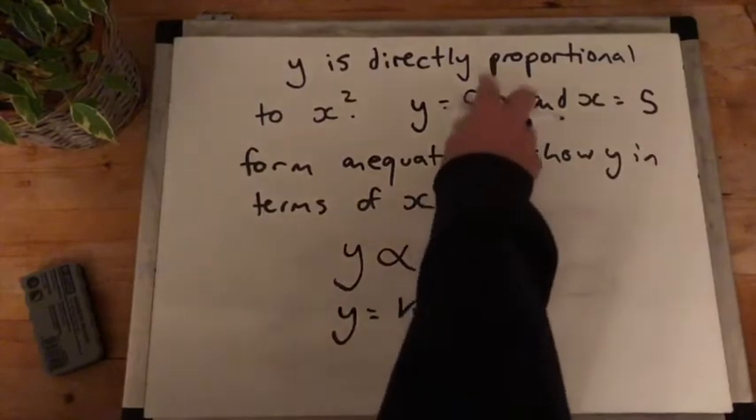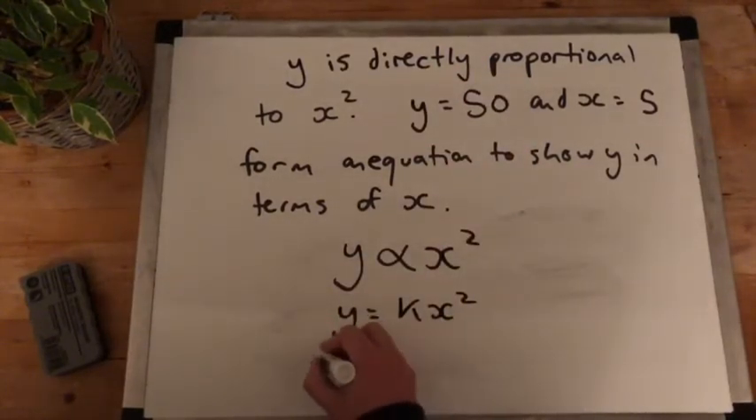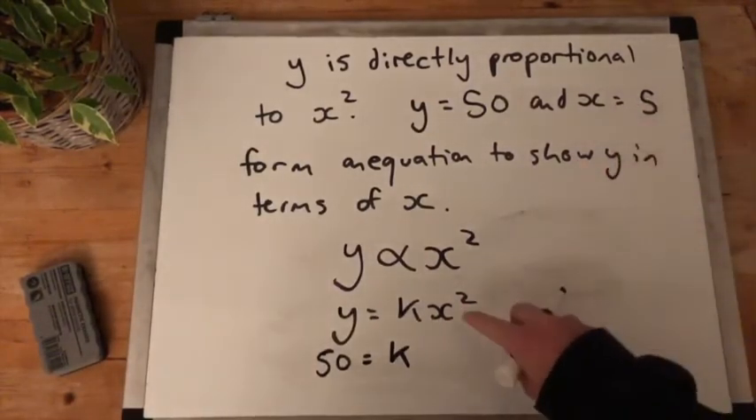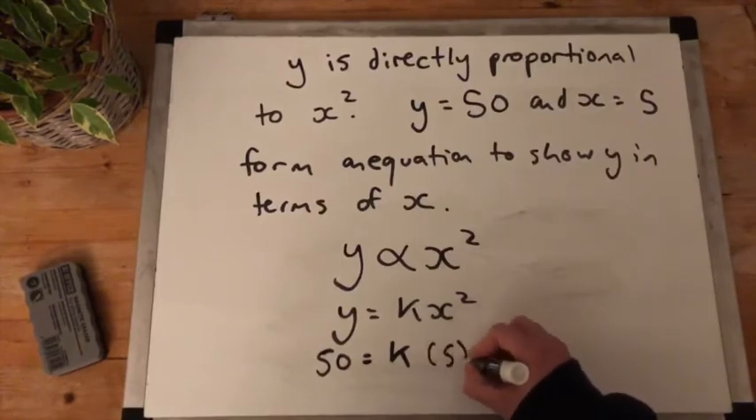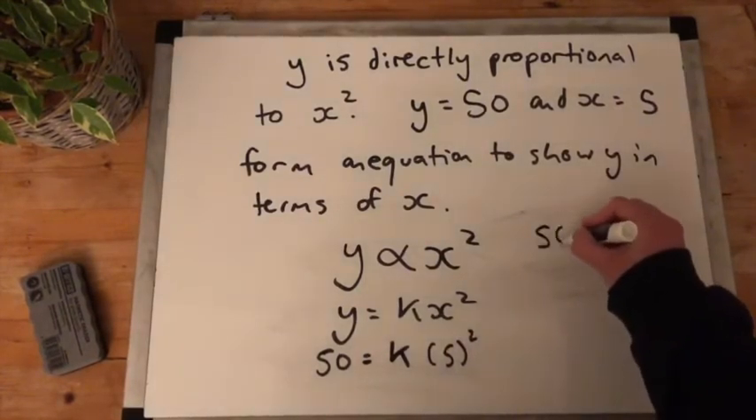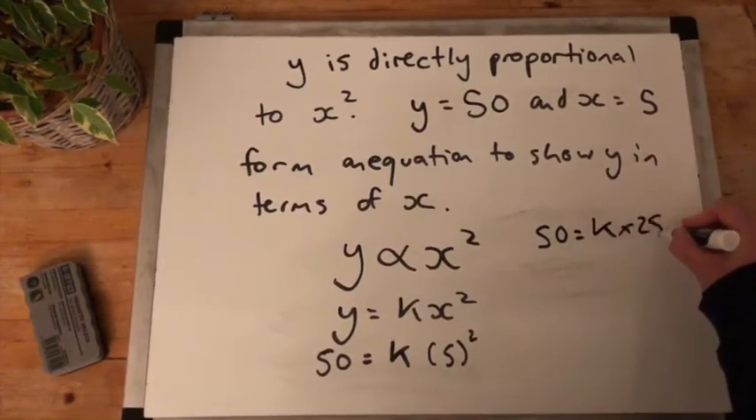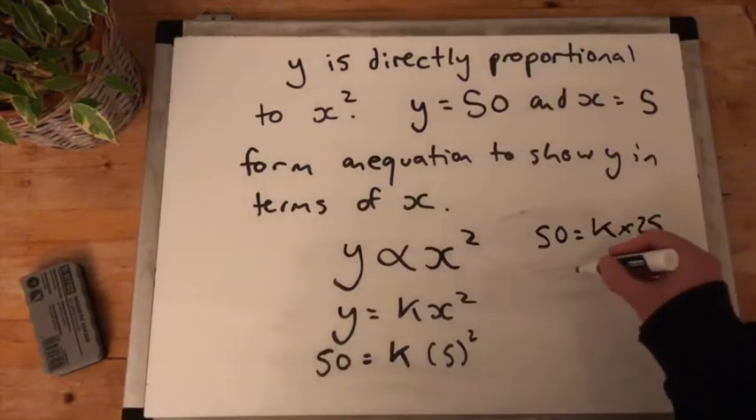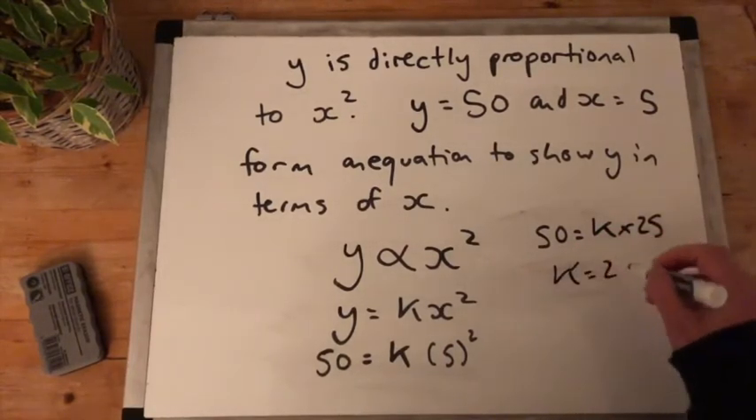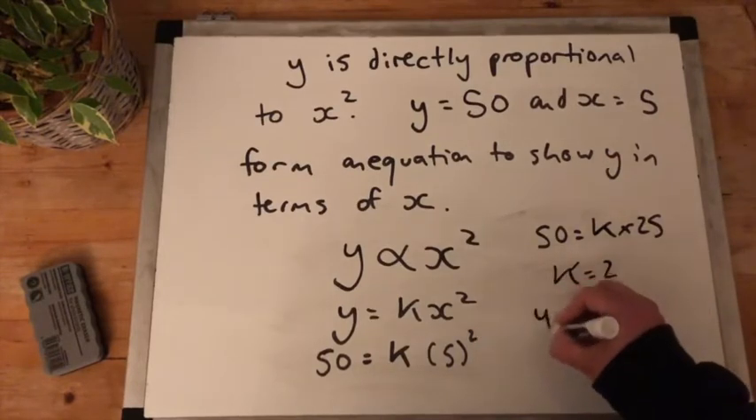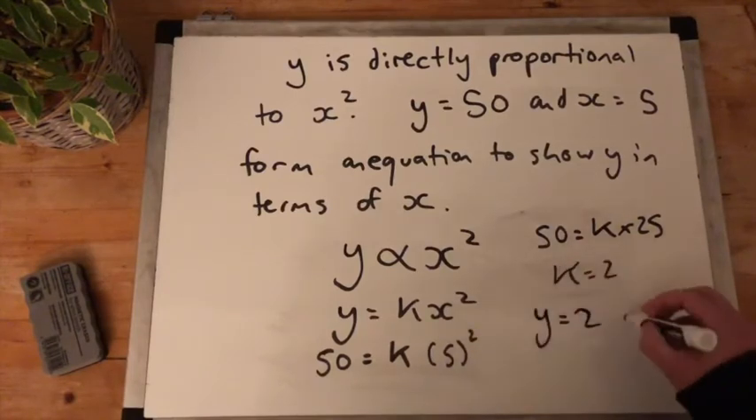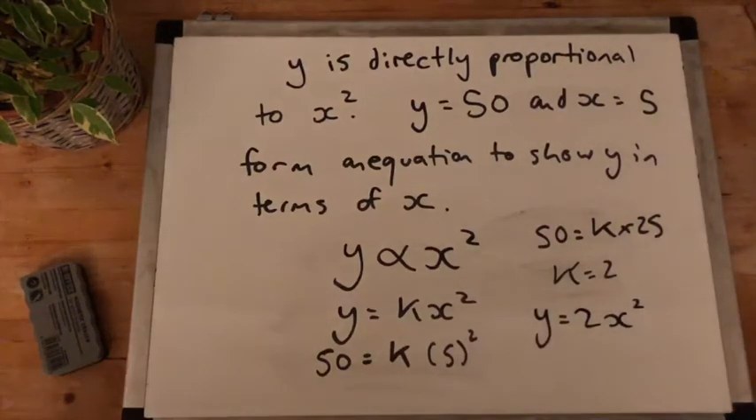What does y equal? 50. What does k equal? We don't know, so just equals k. And what's x? 5. So 5 squared. So 50 equals k times 25, and so k, something times 25 is 50, k is going to be 2. 2 times 25 is 50. So our final answer, y equals k is 2, and then x squared. So here we go, we formed an equation, y equals 2x squared.